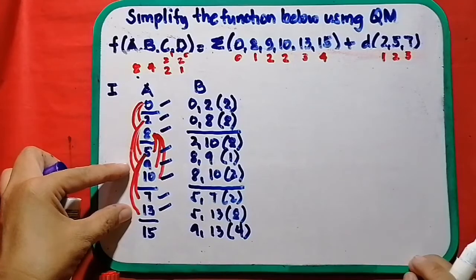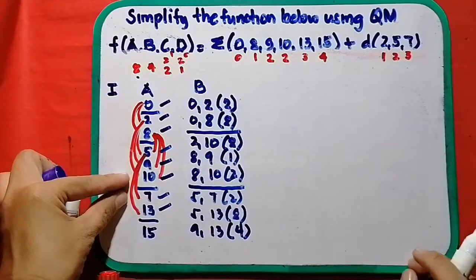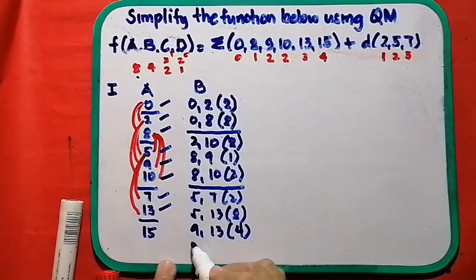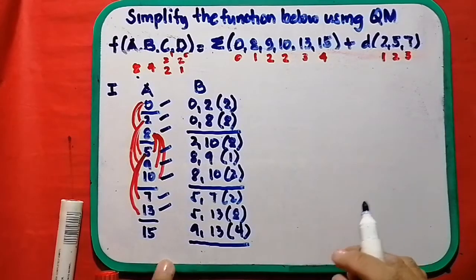Then your next is 10. 10, 7 is 3. Cannot be. 10, 13, 3 cannot be. So next, you write a dividing line.